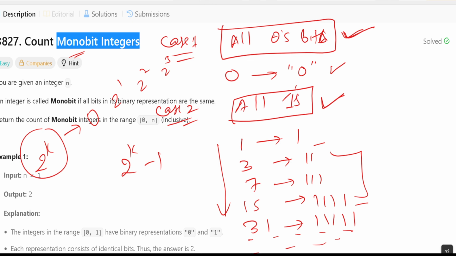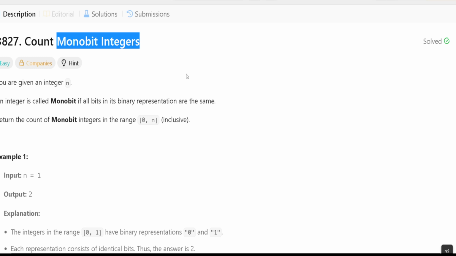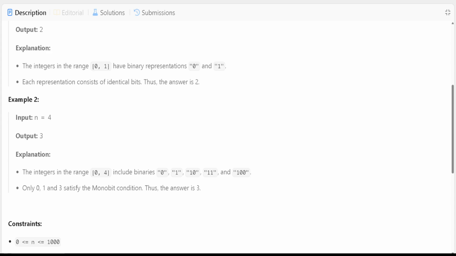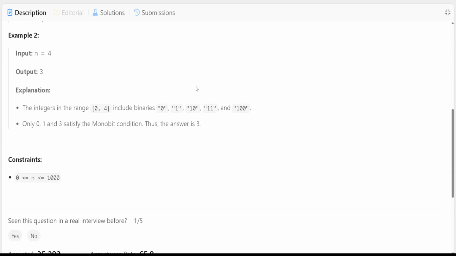So what I'm trying to say is, let's suppose we have n equal to 1, right? So the numbers in the range are 0 to 1. 0 itself, as I told you, is a monobit because it has only one bit for the zeros. If you talk about the 1, there is only one bit there. So both are monobits. So what is the total count? It is 2, right? So 2 will be the answer, and that is why you are seeing 2 as the answer. Let's see the other cases where we have example number 2 here.